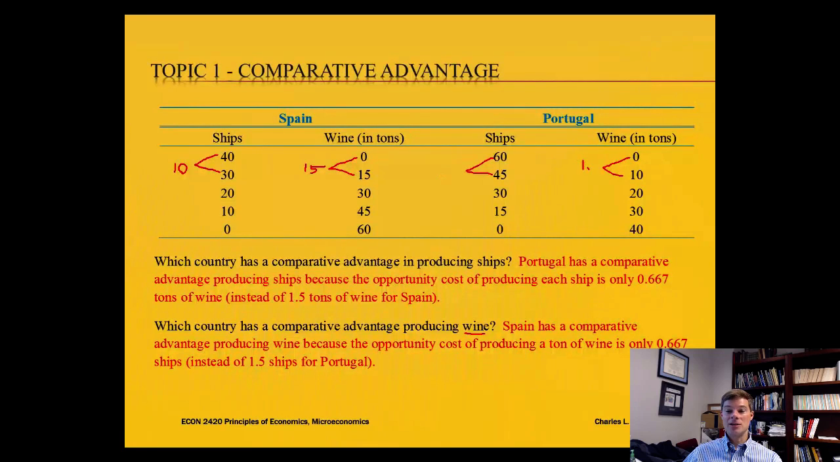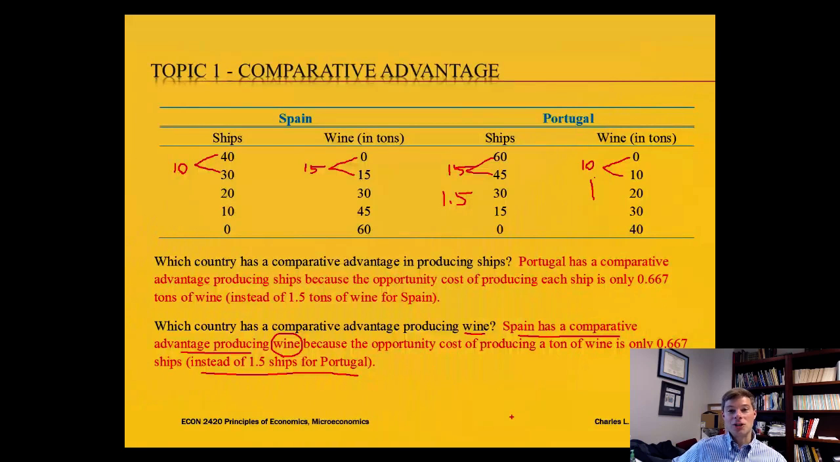But for every 10 tons of wine that Portugal produces, it has to give up 15 ships. And so the opportunity cost of one of these tons of wine for Portugal is 1.5 ships. So the opportunity cost for Portugal is 1.5 ships. The opportunity cost for Spain is 2/3 of a ship. And since that cost is lower for Spain, Spain has a comparative advantage in producing wine because its cost in terms of ships is lower for Spain.